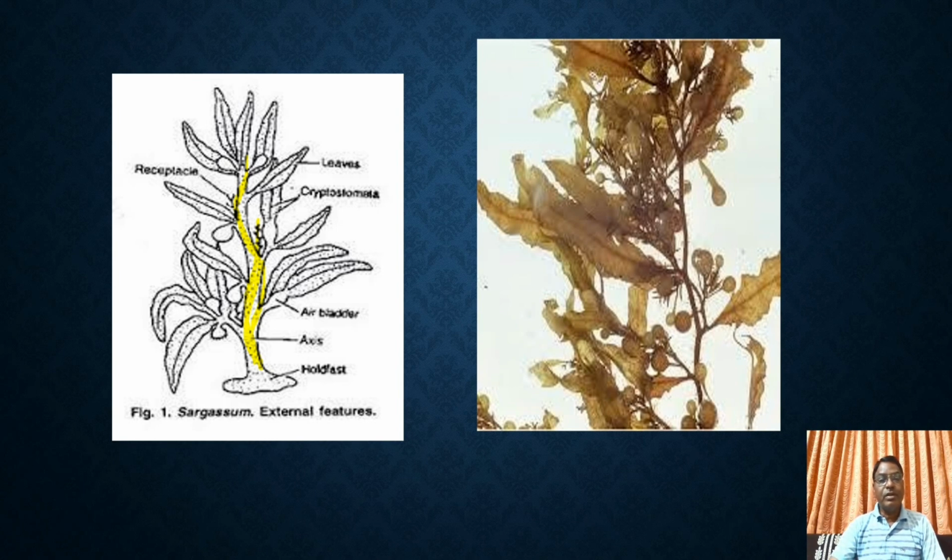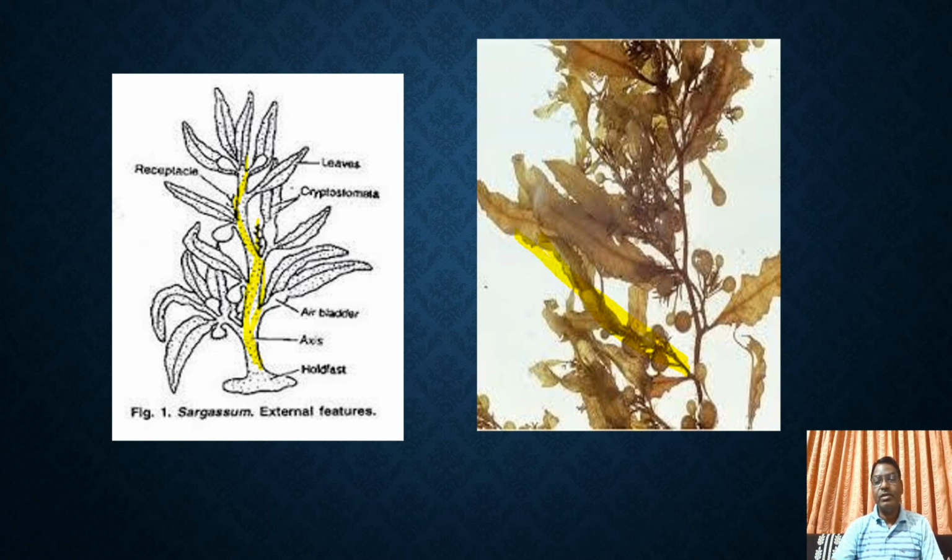Then this main axis bears the first type of branches, that is called the primary laterals. Here in this case, this is the primary lateral. This primary lateral shows unlimited growth, and therefore it is also called a long branch. As far as their morphology or behavior is concerned, they behave as a main axis.